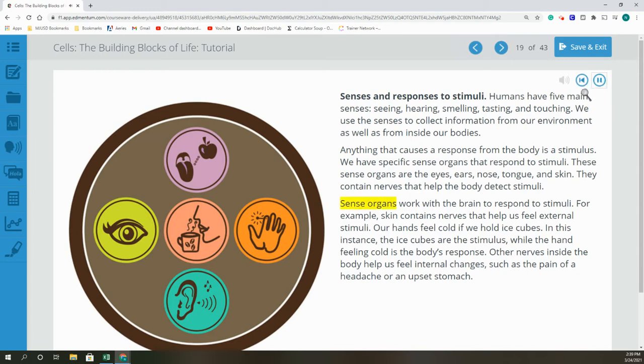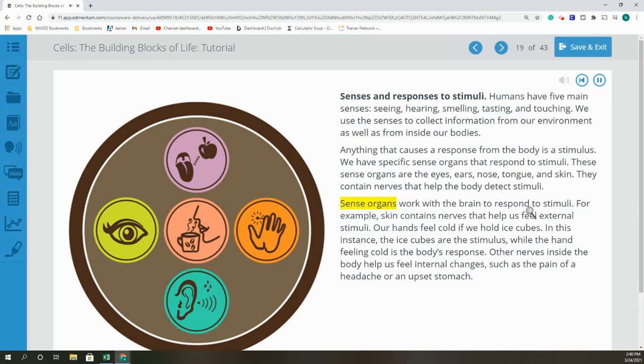Senses and responses to stimuli. Humans have 5 main senses: seeing, hearing, smelling, tasting, and touching. We use the senses to collect information from our environment as well as from inside our bodies. Anything that causes a response from the body is a stimulus. We have specific sense organs that respond to stimuli. These sense organs are the eyes, ears, nose, tongue, and skin. They contain nerves that help the body detect stimuli. Sense organs work with the brain to respond to stimuli.